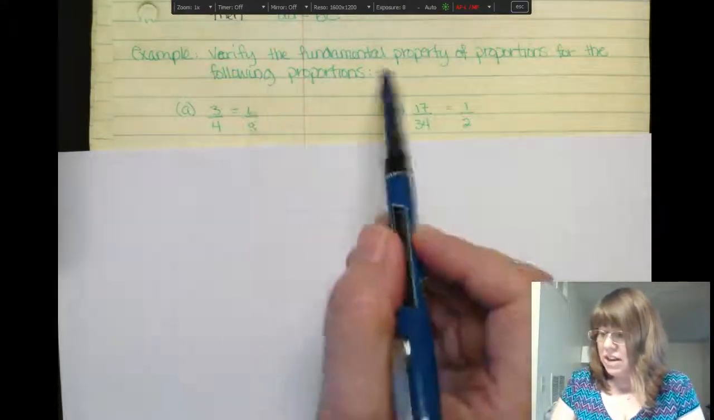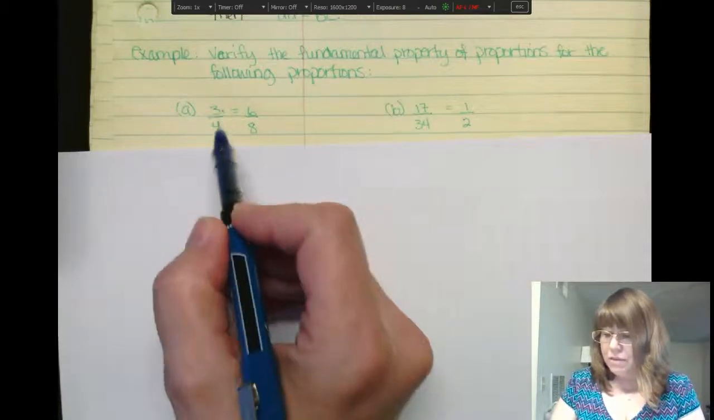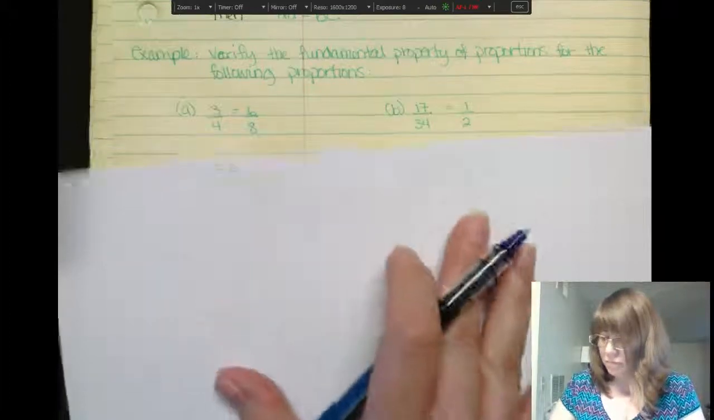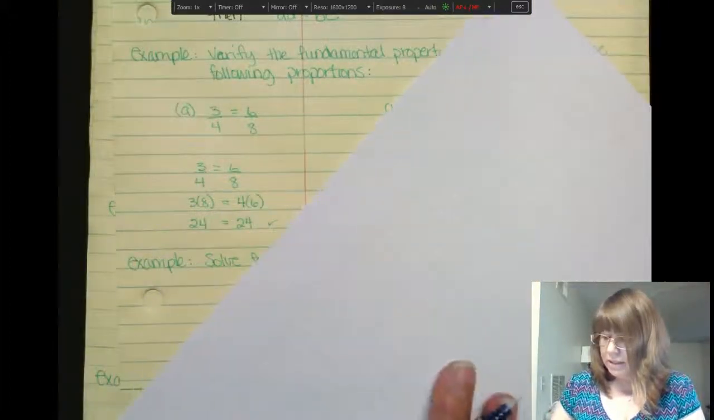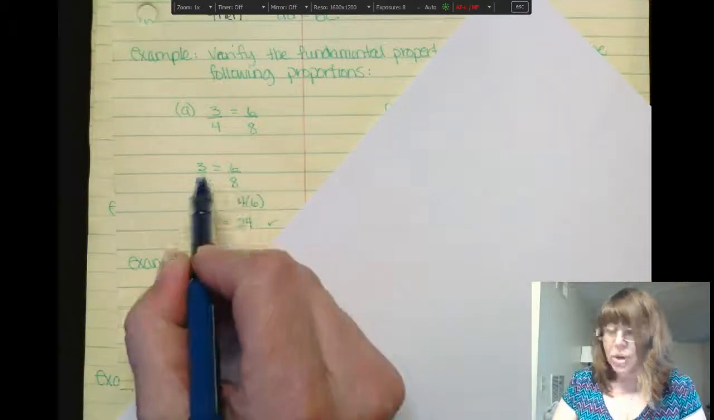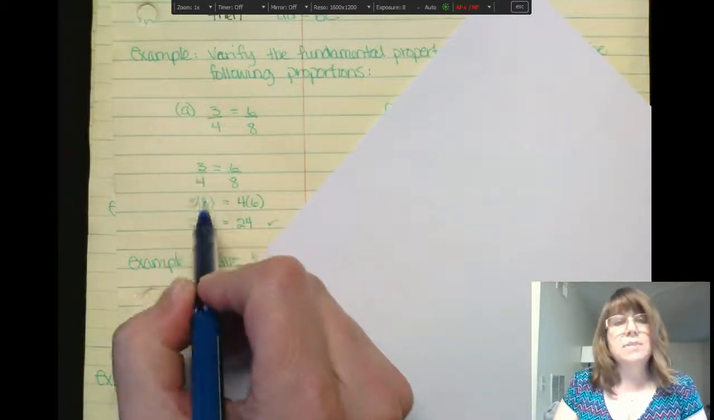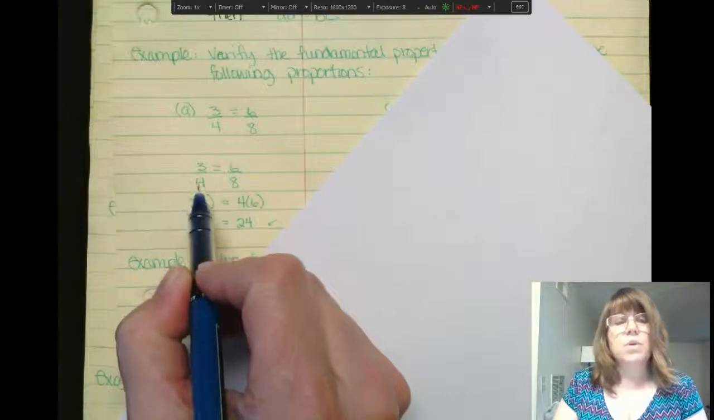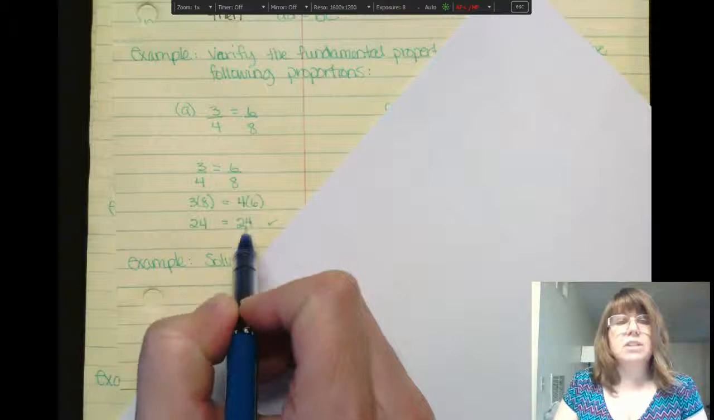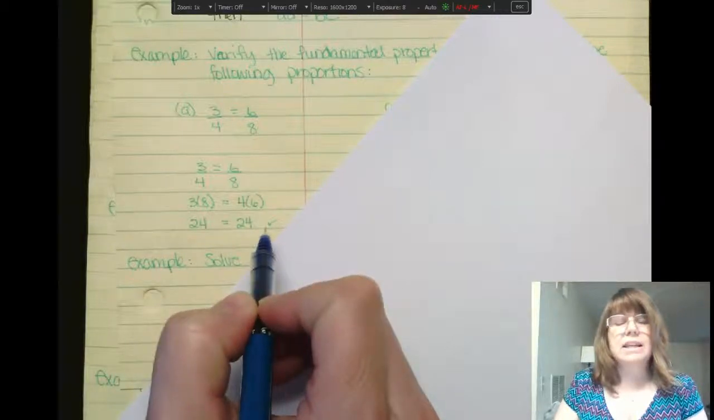So let's just verify that 3/4 does equal 6/8. So if we do that, 3/4 equals 6/8, we're going to take the extremes, 3 times 8, and the means, 4 times 6. 3 times 8 is 24, 4 times 6 is 24. Indeed, they equal one another.